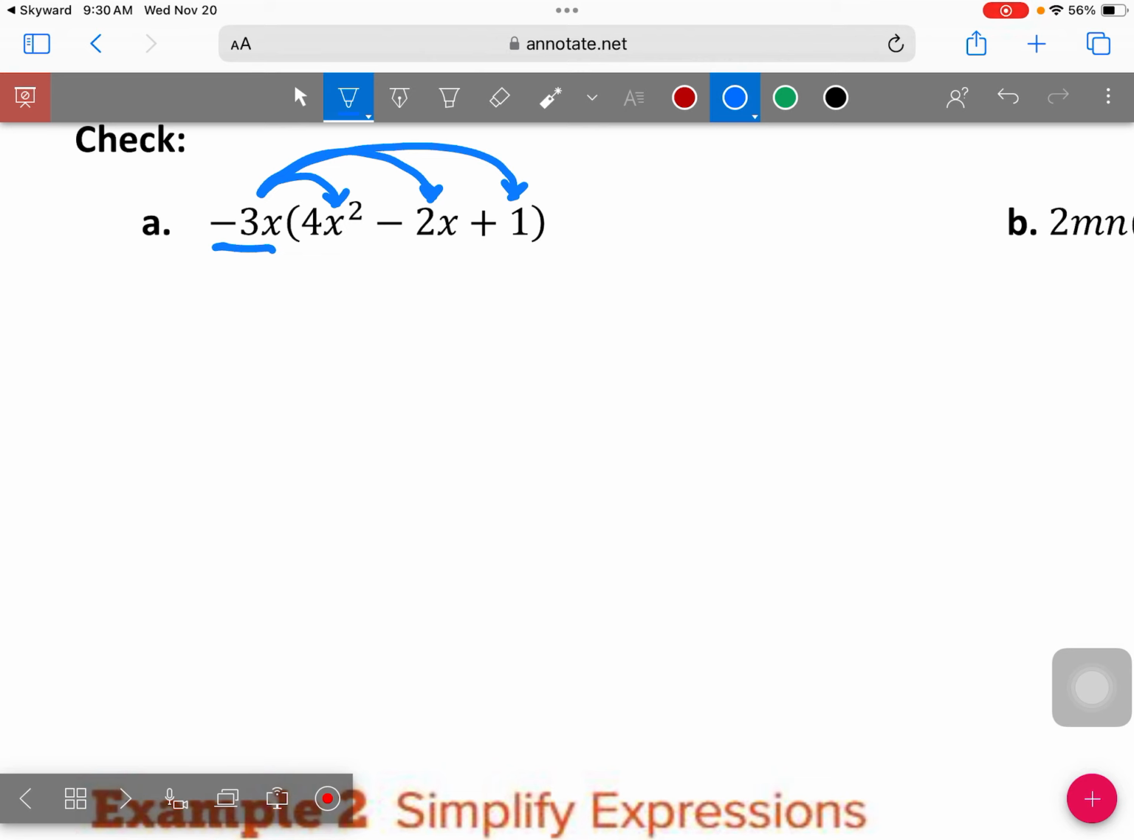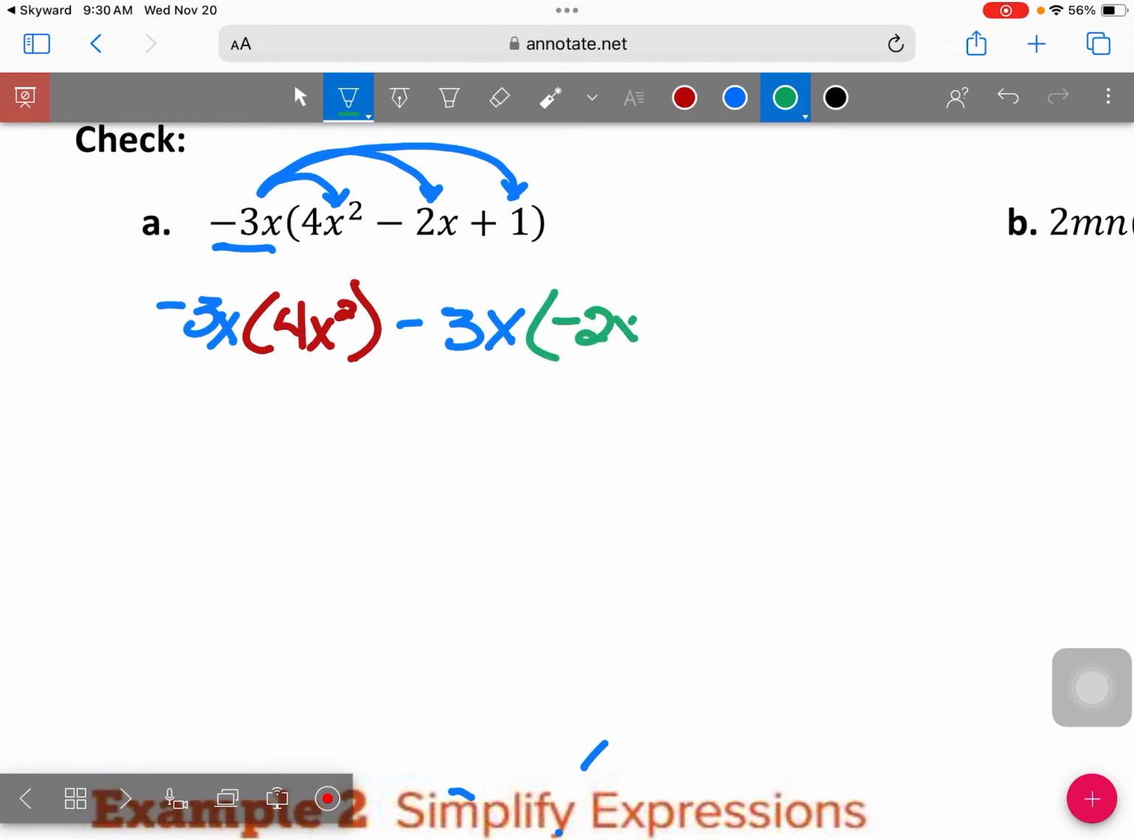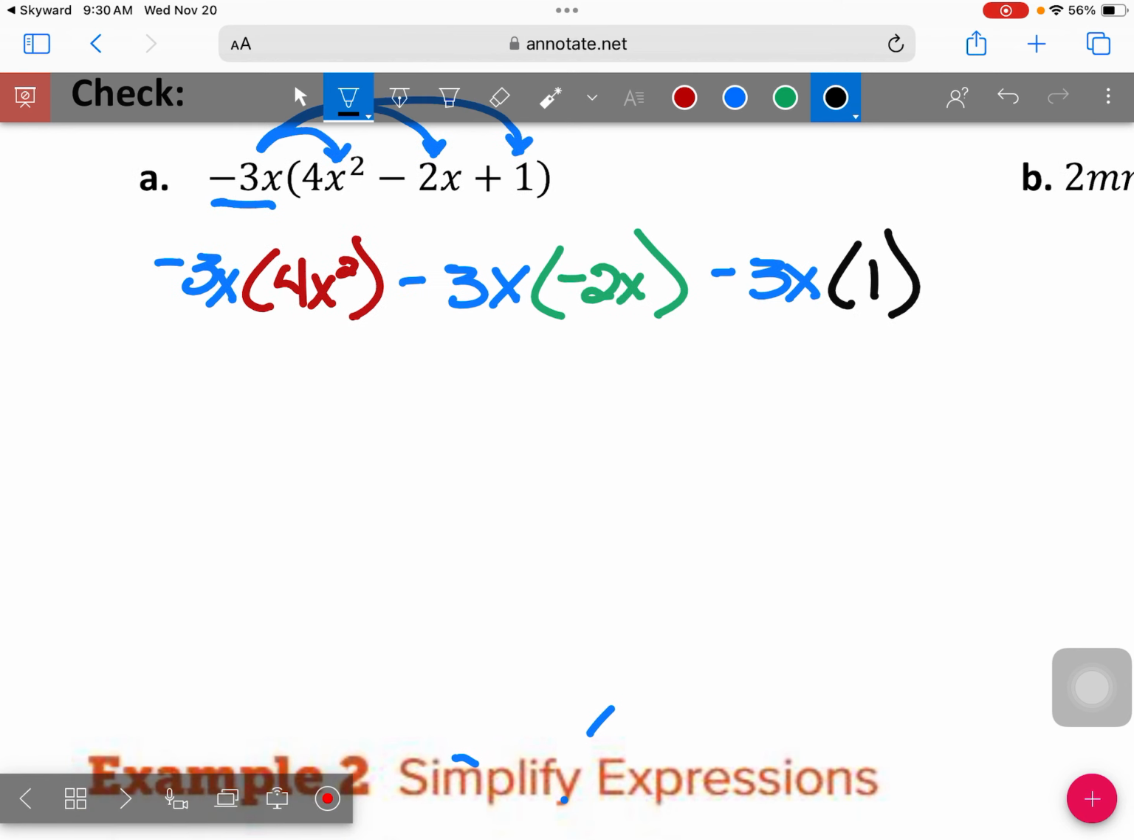All right. What did you ask me for? Oh, okay. So multiplying. Here's what you do. Negative 3x times the first term, 4x squared. Negative 3x times my next term, negative 2x. And negative 3x times the last term, which is 1.